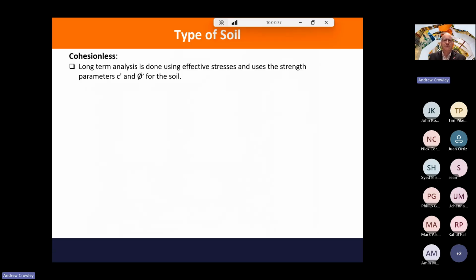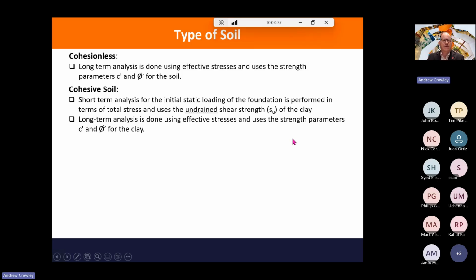So a reminder of the types of soil, we've seen this before in previous examples. We can split them into cohesionless and cohesive soils. So for cohesionless soils, we just look at long-term analysis and these effective stresses and strength parameters. For cohesive soils, we've got to do the design twice. We've got a short-term analysis using undrained shear strength of the clay subjected to total stresses. In the long term, we assume it's drained, and therefore we look at effective stresses and use the strength parameters of effective cohesion and effective angle of shearing resistance.